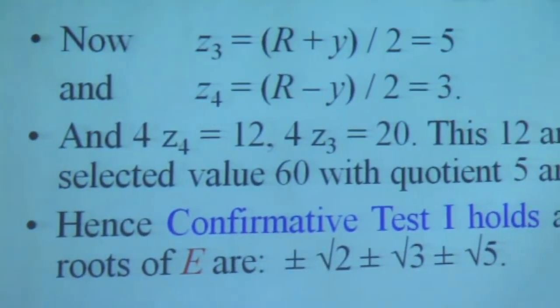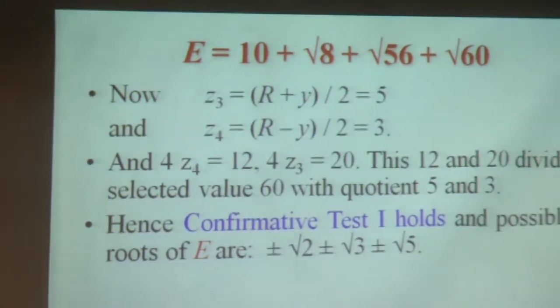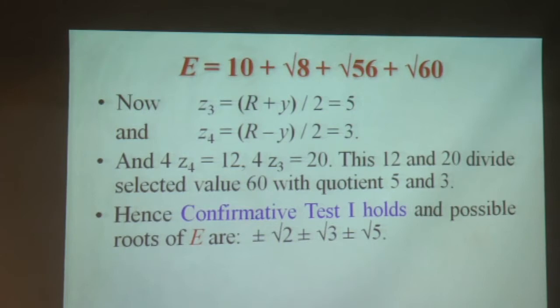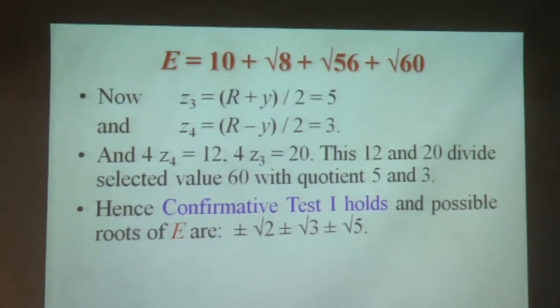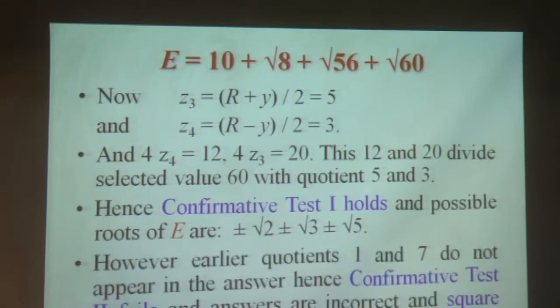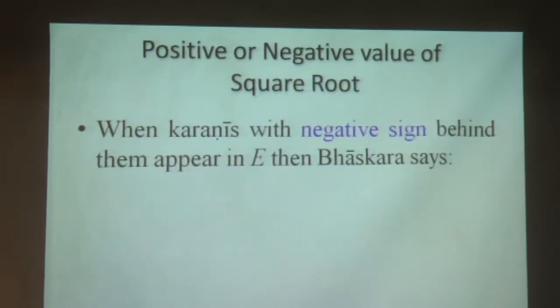But we observe that confirmative test 1 holds and the answers are root 2, root 3, root 5. But our quotients are 1 and 7, and those quotients 1 and 7 obtained earlier do not appear in the answers obtained. Root 2, root 3, root 5, but root 1 and root 7 in particular are not available. So again Bhaskara declares that confirmative test number 2 fails. So again expression E is not a perfect square, or the square root of that expression E does not exist. Now a very interesting thing.